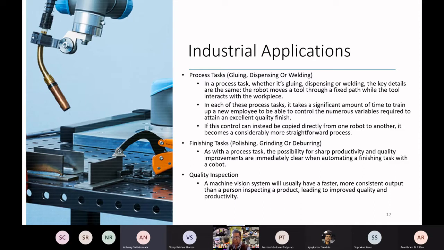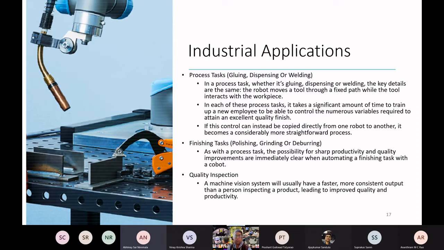Similar examples are finishing tasks like polishing, grinding, deburring, which again have a very fixed definition or work description, which may be boring or repetitive for the human operators, but will be easy for the cobot to undertake, and the human can supervise the activity. And quality inspection: there are plenty of research use cases going on even in our smart factory, and we also worked on defect detection, PCB inspection, etc.